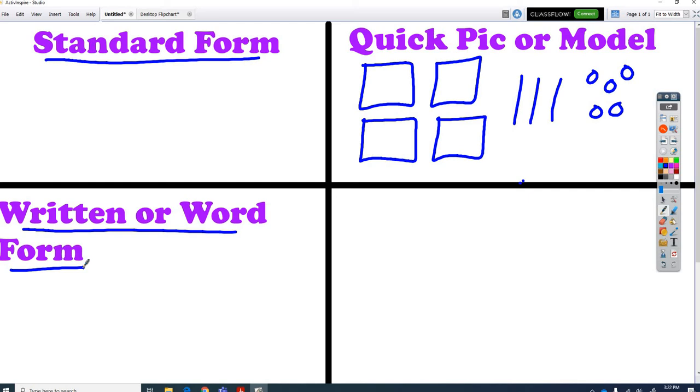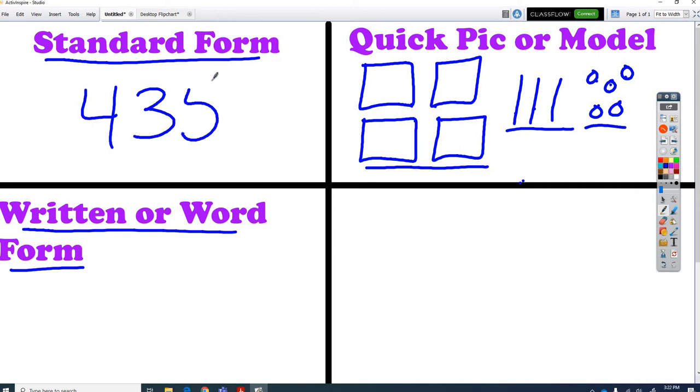Okay, hopefully you've got those. So what was this number, guys? Good. 100, 200, 300, 400. So we have 400, 10, 20, 30, 430, 1, 2, 3, 4, 5, 435. And the number 435, it's got 400, so 4 hundreds, 3 tens, so a 3 in the tens place, and it had 5 ones, and this number says 435.